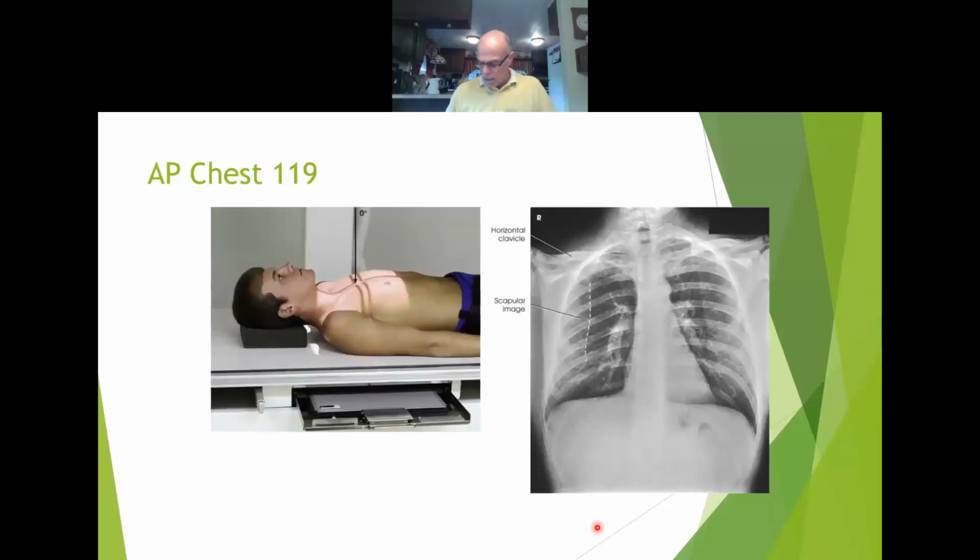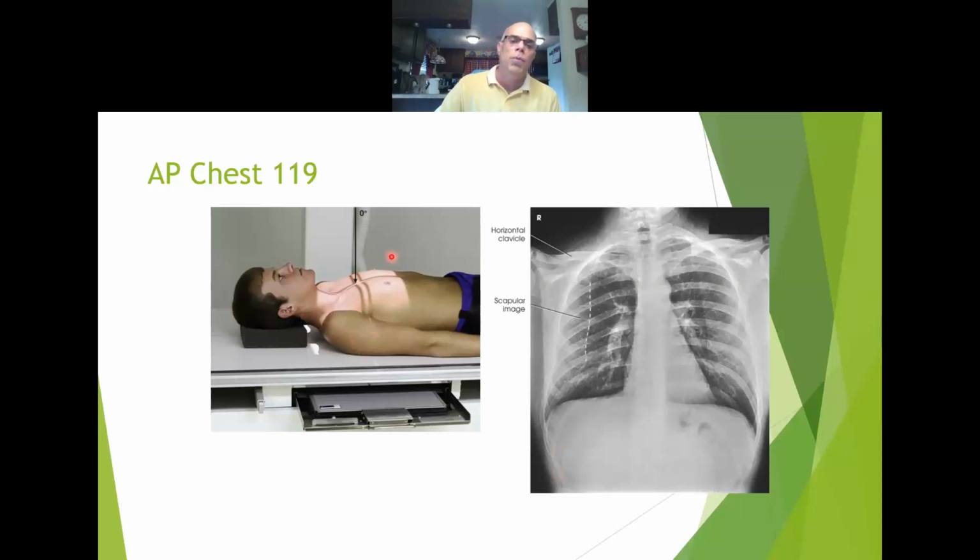The AP chest is on page 119. Going to do it real quick. Okay, supine position is used when the patient is too ill to sit or stand. The upright position is used for patients in wheelchairs who cannot stand and must remain in the wheelchair. So you can do it upright in a wheelchair. That's still considered upright. This is going to be the one that we're going to have a problem with.